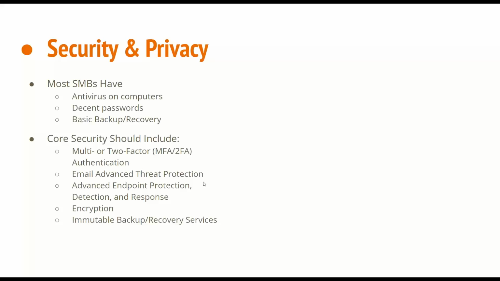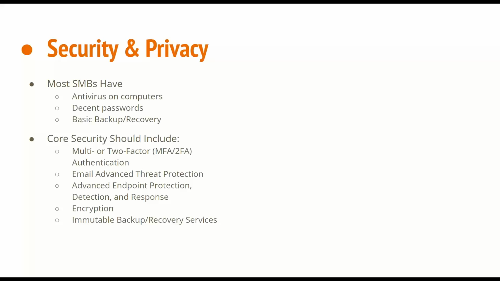So when we look at the blind spot, we're going to talk about 7 different blind spots that we see to be fairly common among small and mid-sized organizations. And the first is security and privacy. Not that security and privacy is a blind spot, but it's really understanding and having the appropriate level of security and privacy protections in place. Most small and mid-sized organizations have antivirus on their computers. They have decent passwords, if not necessarily strong ones, or good password hygiene, and they'll have basic backup and recovery.